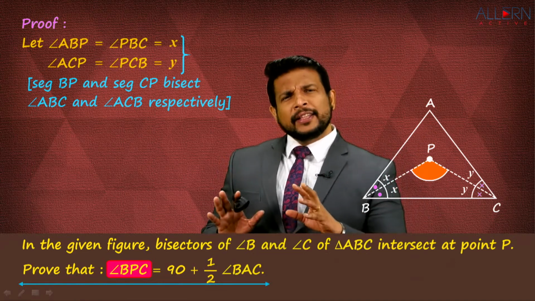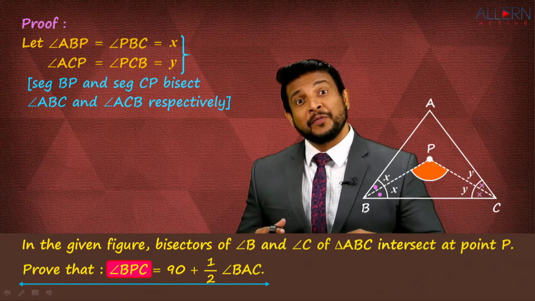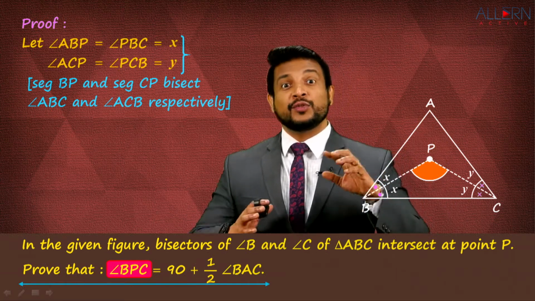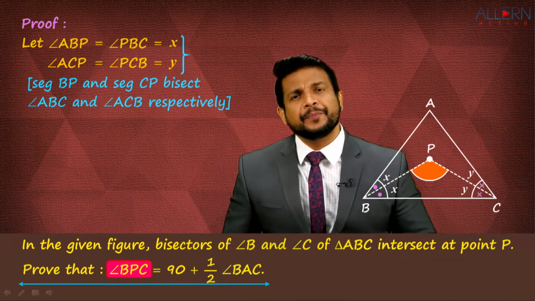Okay. Now one thing is very clear. BPC belongs to the smaller triangle. We'll think about that triangle. And angle BAC which you're talking about, that belongs to a bigger triangle. So we have to also think about the bigger triangle. That's the hint I'm giving. Okay, just remember that in your mind.